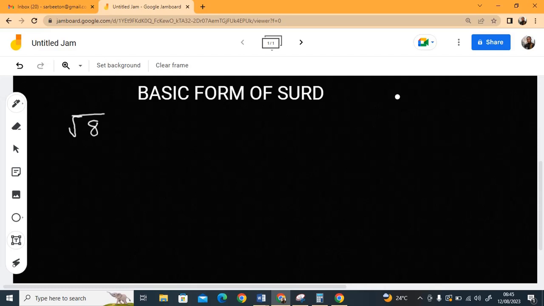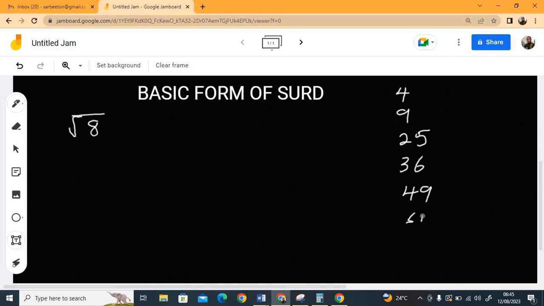For example, 4 is a perfect square. It was 2 times 2 that gave 4, right? Another one is that 9 is a perfect square. It is 3 times 3 that gave 9. What else again? What can you think of? 25 is a perfect square, right? 36 is a perfect square. 6 times 6 gives 36. 49 is a perfect square. 7 times 7 gives 49.